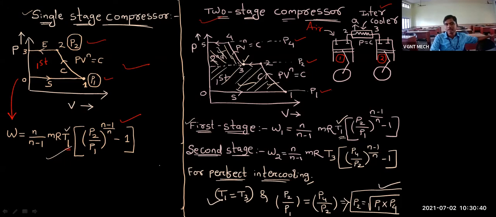What is P2? P2 is the intermediate pressure. What is P1? It is the lowest pressure. What is P4? It is the highest pressure. So in the exam, the lowest pressure and highest pressure will be mentioned. You have to calculate the intermediate pressure. How to calculate? You just take the square root of the product of both pressures. Okay. So now you can see, if we want to calculate the total work done.